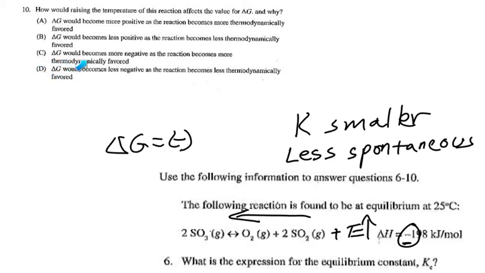C, delta G would become more negative. That's not true either, because that's more spontaneous, and we're saying it's going to the left. D, delta G would become less negative, which is like saying more positive, as the reaction becomes less thermodynamically favored. Odd wording choices, but D is definitely the correct answer, because we're shifting backwards. Delta G is becoming less negative, because negative is spontaneous, and we want to become less spontaneous. So D should be the answer.